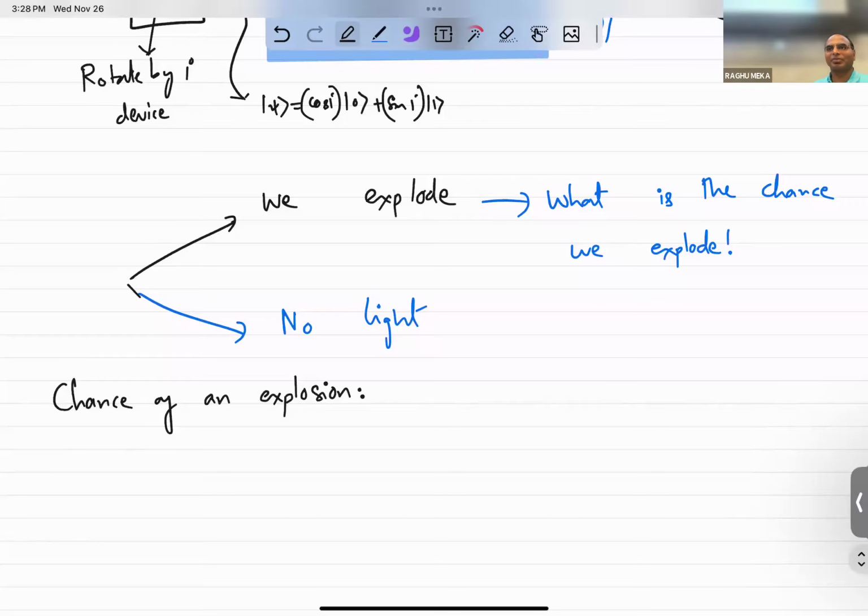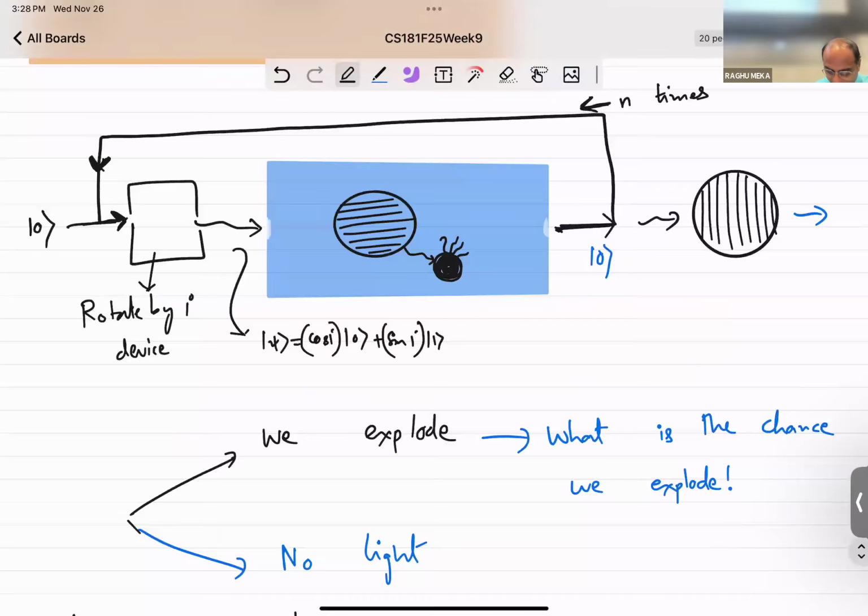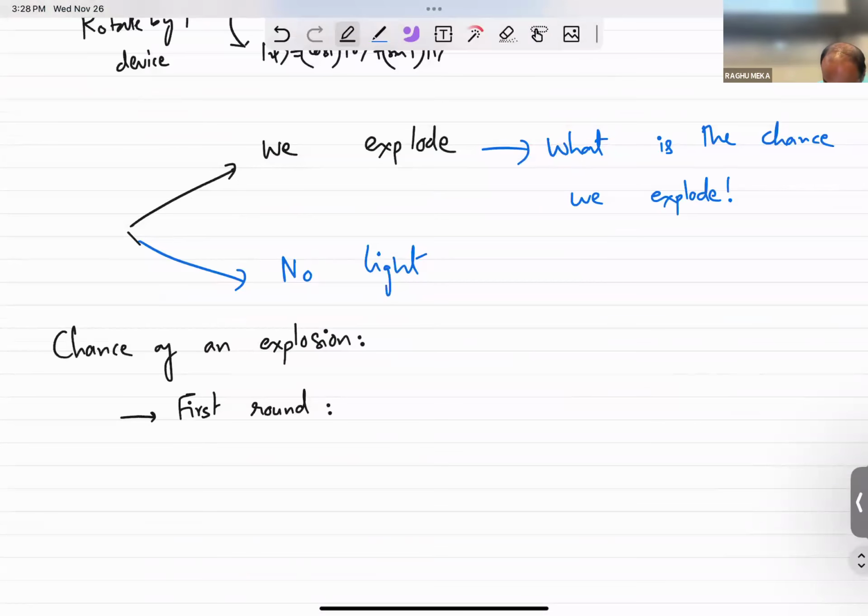Well, let's do it one step at a time. In the first round, what's the chance of an explosion? Well, I rotated by 1 degree. So I have cos 1 times 0 plus sine 1 times 1. So what's the chance that I explode? Sine 1 squared, right? We kind of figured this out already. This was one of the first attempts that we tried. We said, I'm going to minimize the chance of an explosion, so I'm setting it at a slight angle. I would have exploded with probability sine 1 whole square, right?